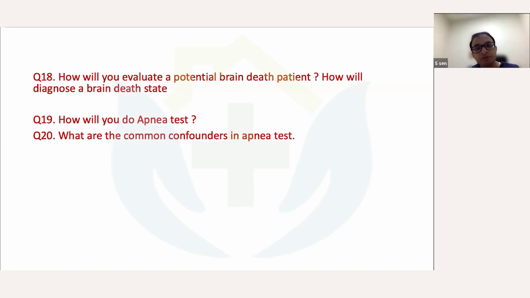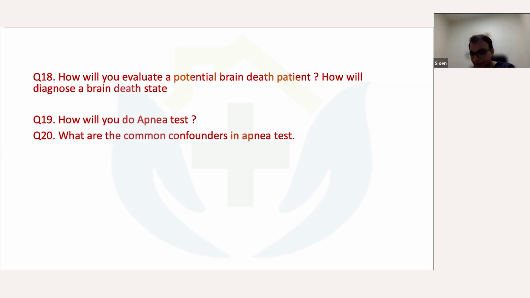Do you do apnea test regularly in your ICU? Again, sorry? Do you do apnea test regularly in your ICU? No. Okay. What are the common confounders in an apnea test? During the apnea test, if the saturation decreased or the patient has a pulmonary problem, we cannot proceed with that test. If we cannot keep the saturation more than 95 during the test, we have to abort it. So this is the problem.